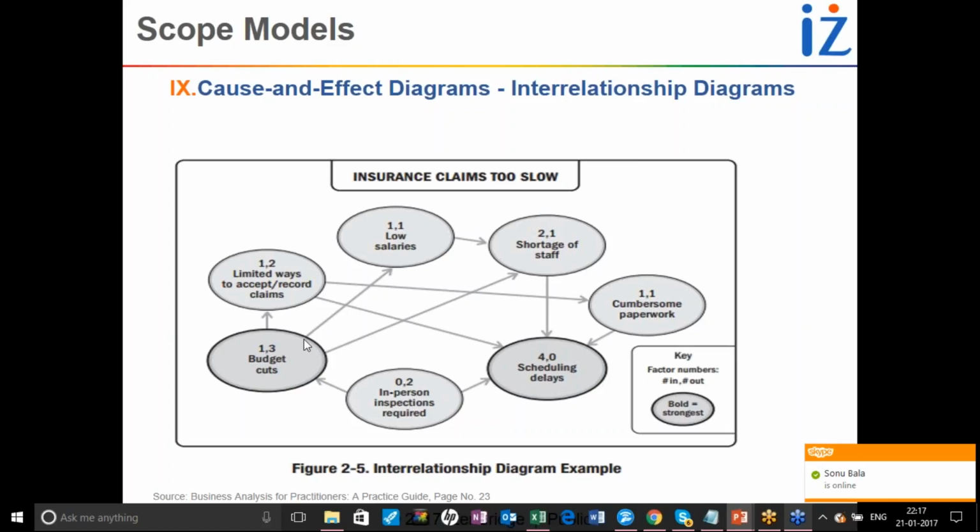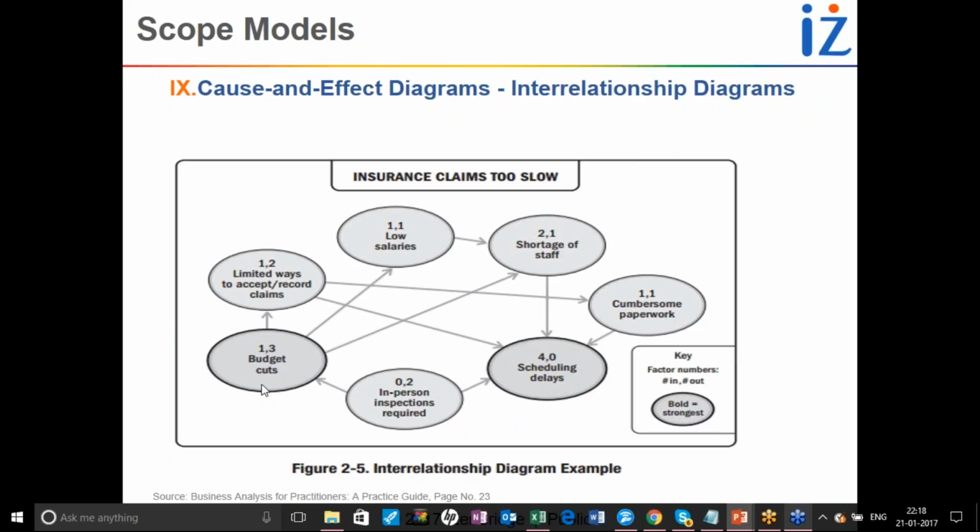So you can see that the budget cut has many outgoing errors, which means it is creating many problems. And you can see the scheduling delays. This is the effect where many incoming errors are there, which means this is the most critical effect and it is the most critical cause. So you need to address the budget cut and scheduling delays.